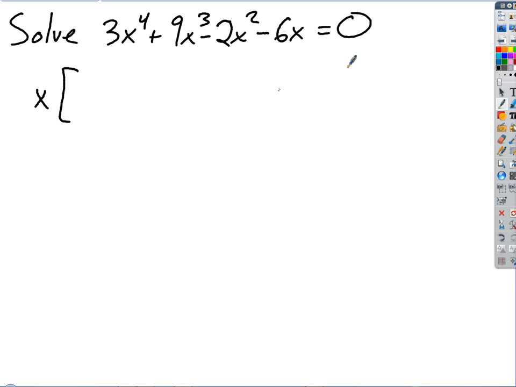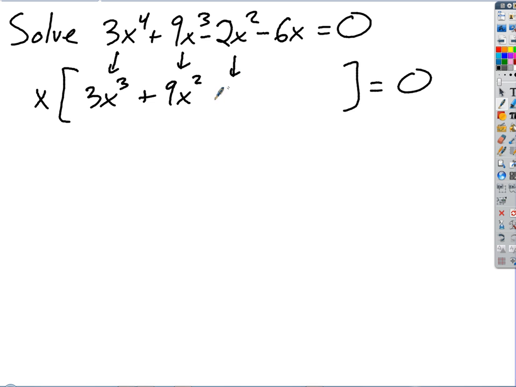I would definitely recommend that you write the leftover factor in brackets once you factor the x out, because there's still going to be a lot of work to do there, and we want to be able to separate it. This one's done. The greatest common factor is out front. What are we left with if I factor out an x? First term gives me 3x cubed. Good. Second term gives me 9x squared. Third term gives me 2x. Good. Last term gives me minus 6.